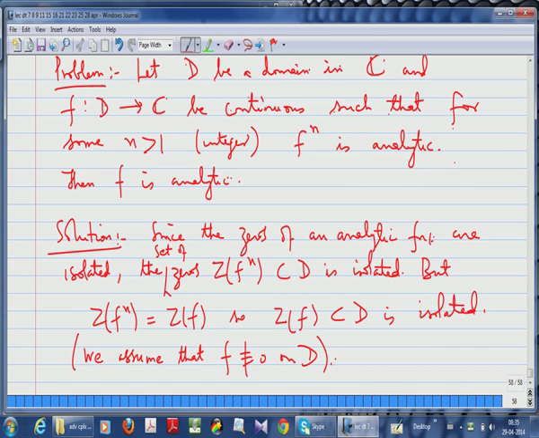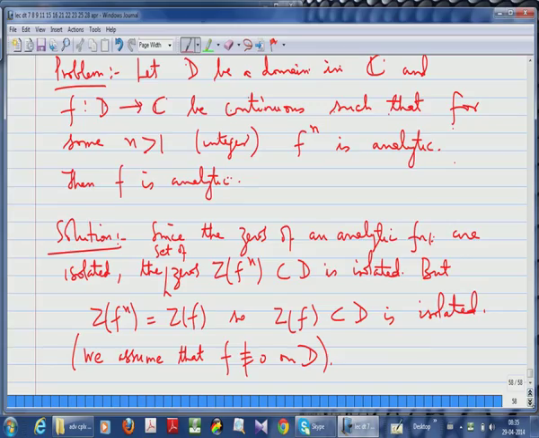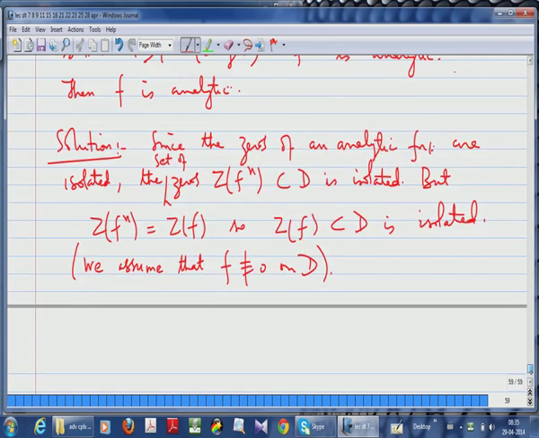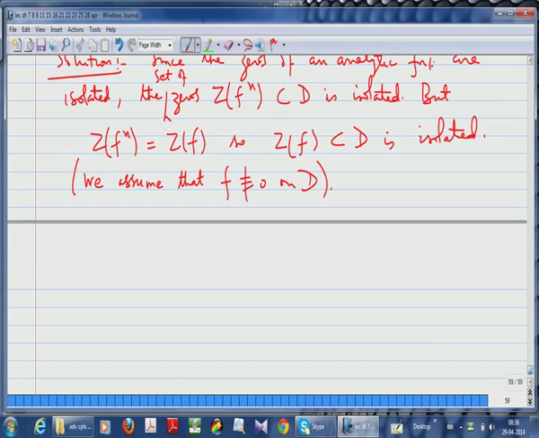Whenever you want to apply this result that the zeros of an analytic function are isolated, you better make sure that the function is not identically 0, and usually we are not interested in that function. Fine. So now what you do is, in any case, consider D minus Z_f, throw away the zeros of f, an isolated set of points. So, you get a domain again. So, D minus Z_f is also a domain.